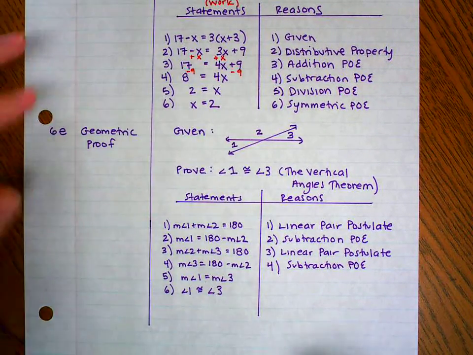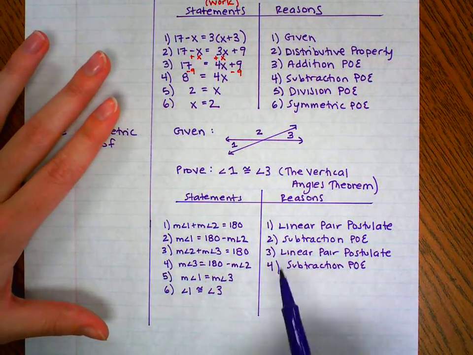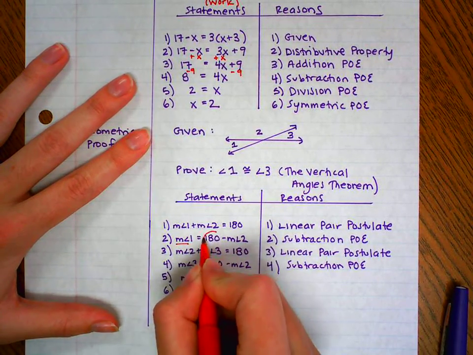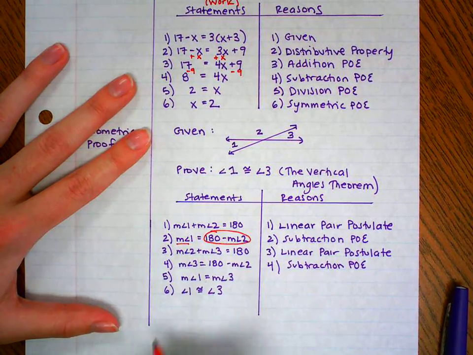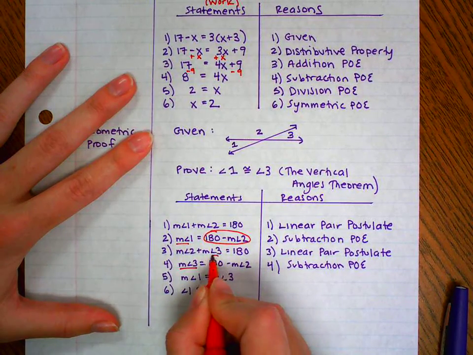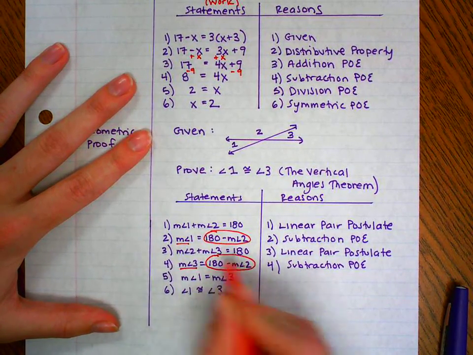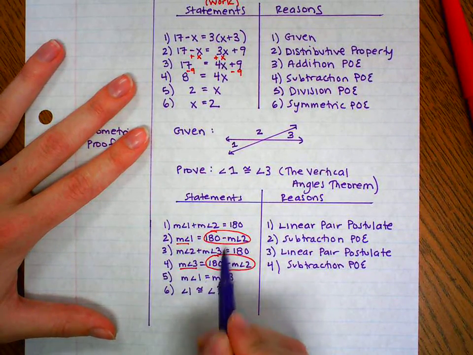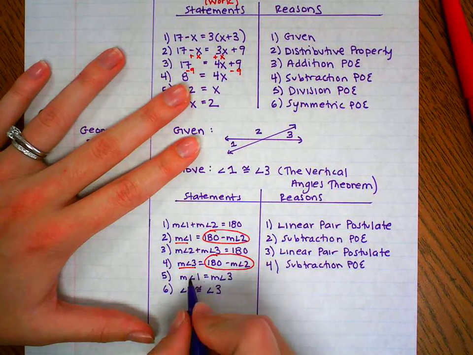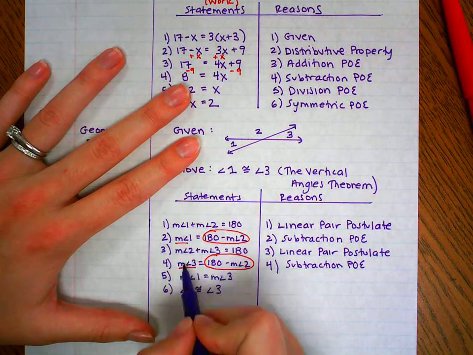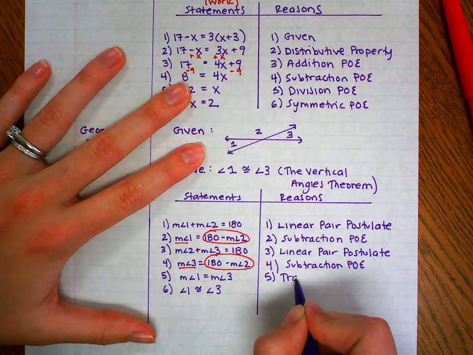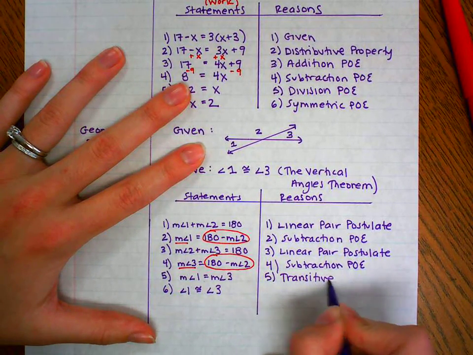Okay, we've got two more steps to do. So you'll notice now we have that the measure of angle 1 equals 180 minus the measure of angle 2. And here the measure of angle 3 equals 180 minus the measure of angle 2. Since both of these things equal the same thing, we can use the transitive property, which says that this thing has to equal this because they both equal the same thing. So that's my transitive property of equality.